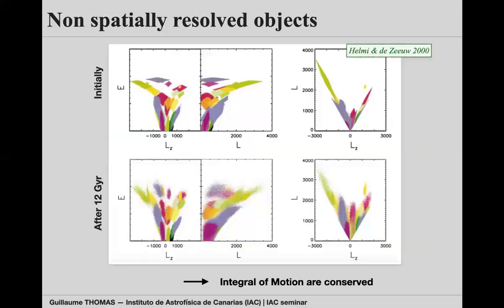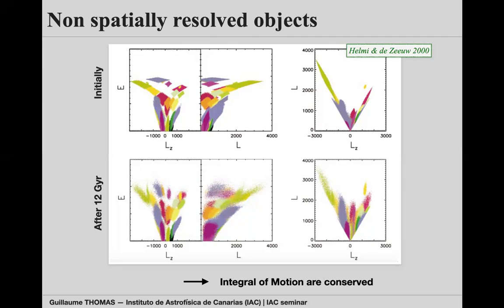resolved object. Non-spatially resolved objects correspond to accretions, to older accretion. So to the accretion that happened in the earlier stage of the Milky Way, right? For us, it's really interesting because it's really where we can study the formation of the Milky Way at a really long time ago.